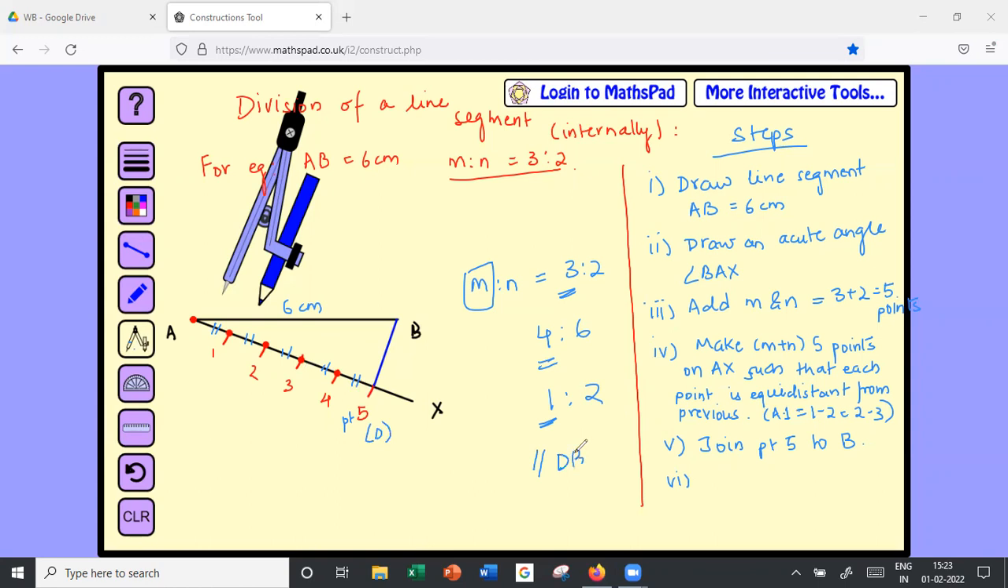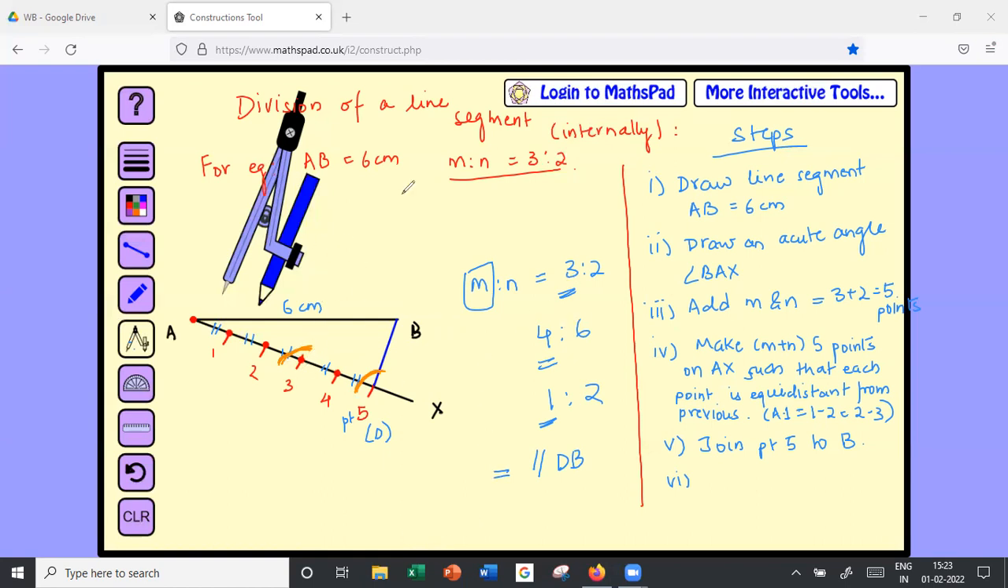Exactly parallel to DB line. Okay. So for that, what you need to do is basically you just copy the angle which is made by this line, which is made here. Let me use another color. This angle which is made here, you will copy it and replicate it here so that you get an exact parallel line.